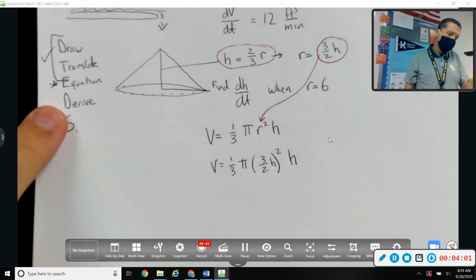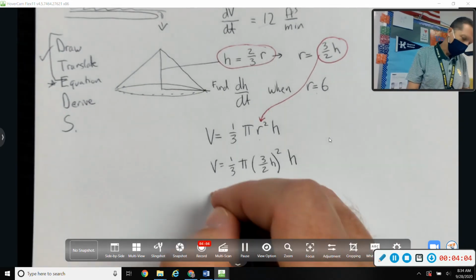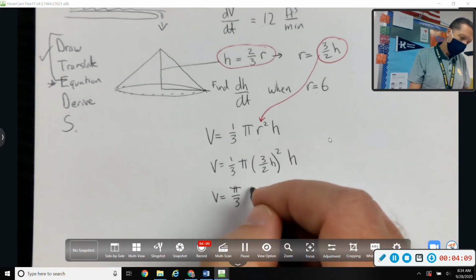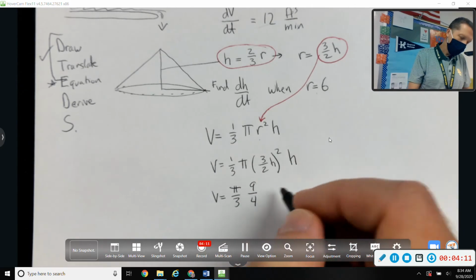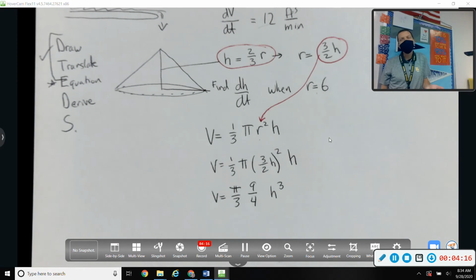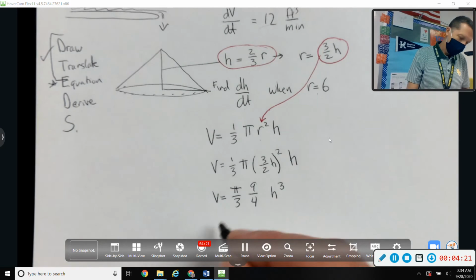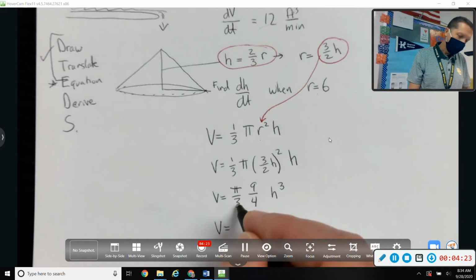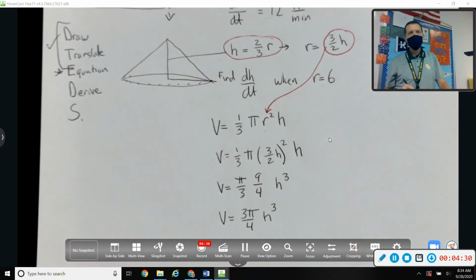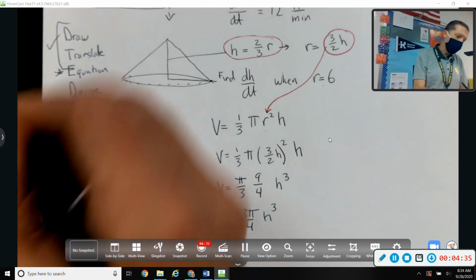So I'm still on the equation step. I have not started to derive yet. 3 squared is 9, 2 squared is 4. H cubed. And again, I don't really have to clean that up, but a derivative is coming, so I may as well clean it up a little bit. 9/3 is 3, so 3 pi over 4 h cubed. I still haven't done any deriving yet. That was still all equation.